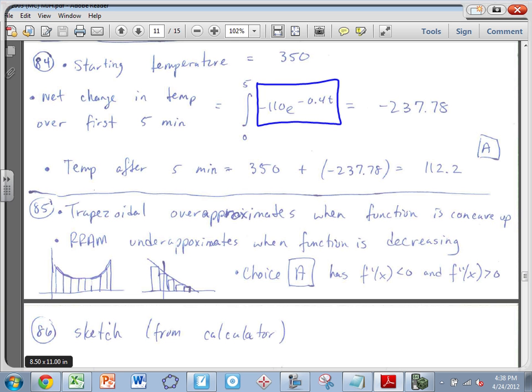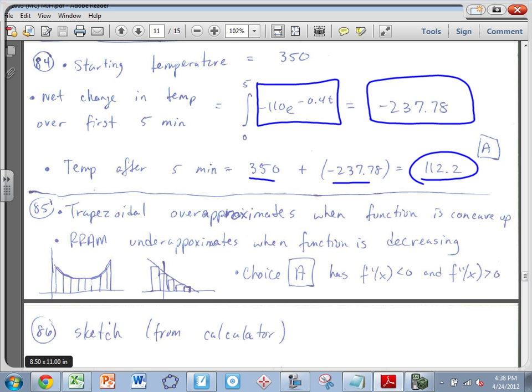This is the same problem as going into the amusement park. We did that problem where we said, how many people enter the amusement park? We did the integral of the rate of change. This is the rate of change of temperature. When you integrate it, you end up getting negative 237. That's how much the temperature is going to change by in the first 5 minutes. But what was the starting temperature? 350. So take 350, drop that value off, you get 112.